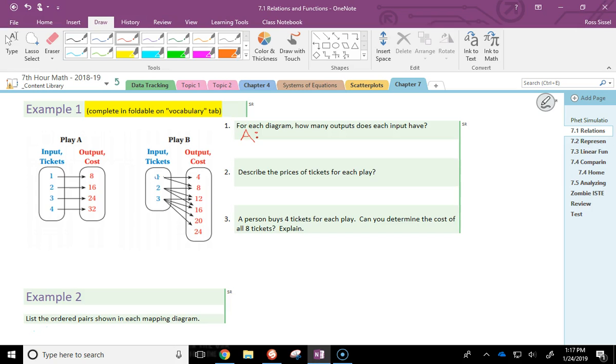When I look at my input, it only goes to 1 output. 1 only went to 8, 2 only went to 16. 3 only went to 24. 4 only went to 32. I only had 1 line coming off my input number. So for A, we will say 1 output per input.